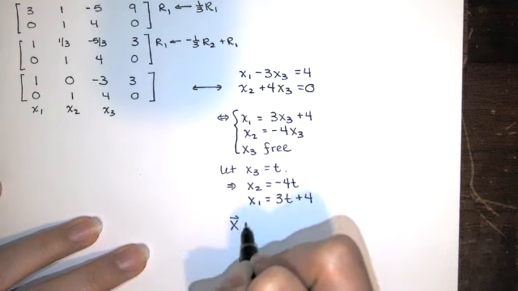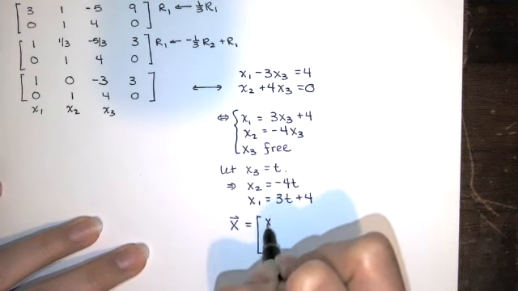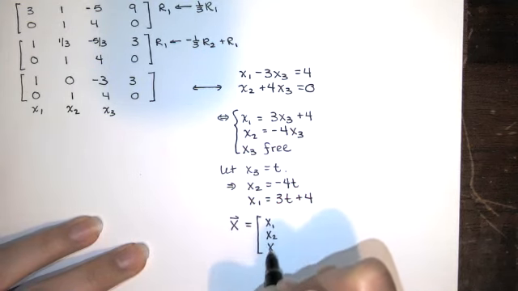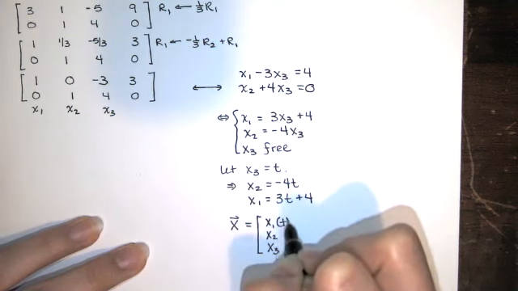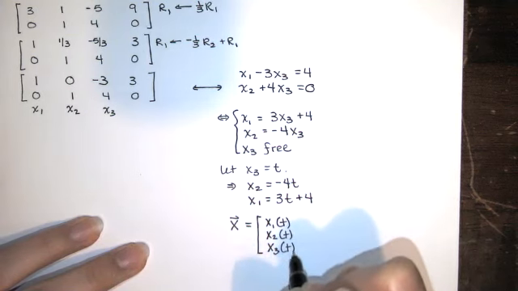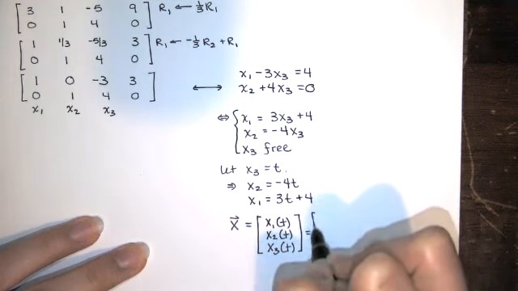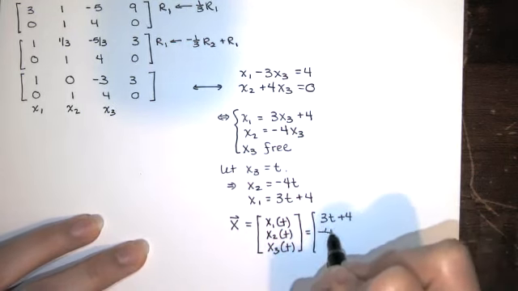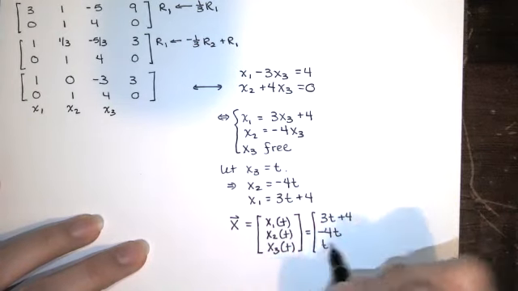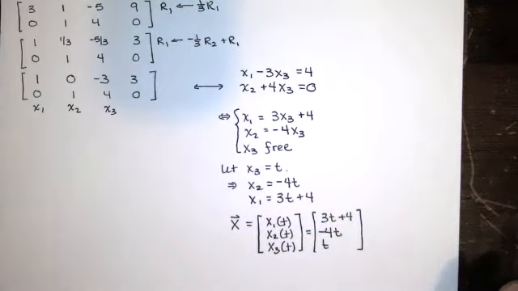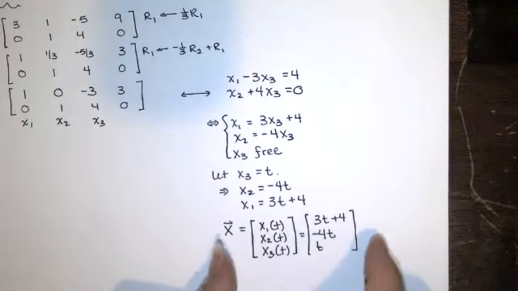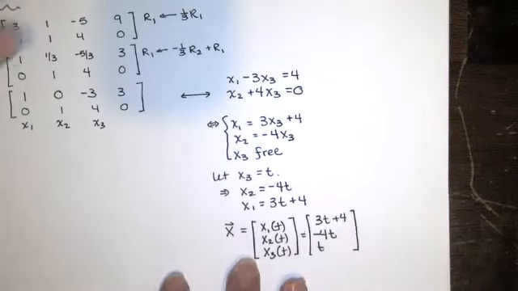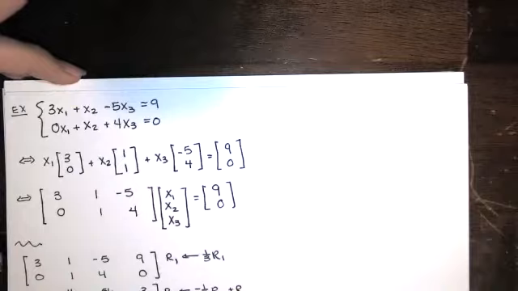It's a vector x. We can think of it as a vector x with components x sub 1 of t, x sub 2 of t, and x sub 3 of t. And x sub 1 is given by 3t plus 4. And x sub 2 is given by negative 4t, and x sub 3 is given by t. So that is one way to describe the solution set to this system of equations.